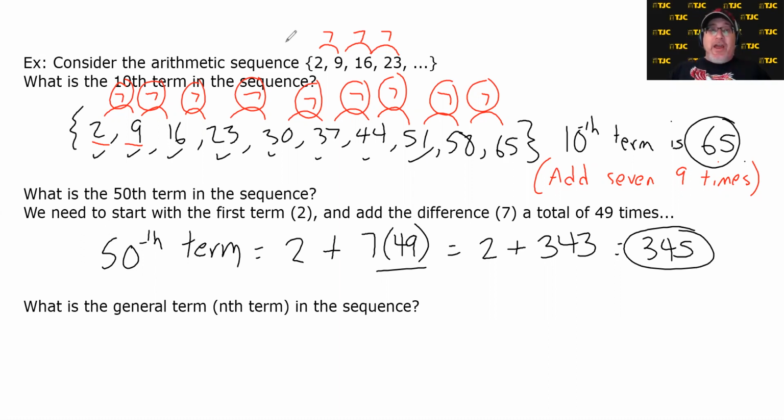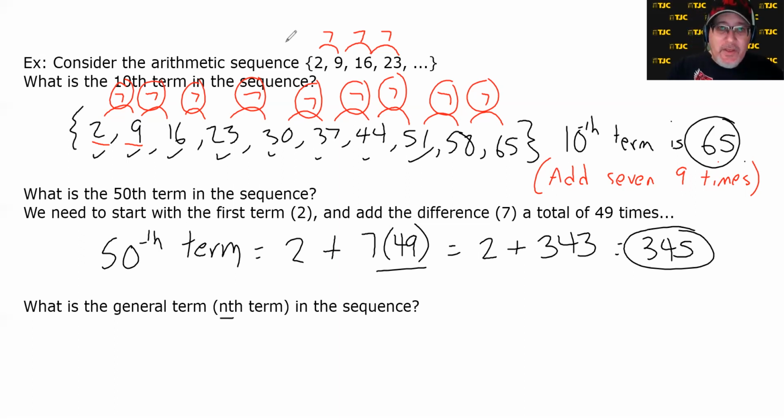In case you haven't figured it out, we're going to make this a little bit generic by trying to set up a formula for this particular case and then turn it into a formula for all cases. Recall, to get to the 10th term, we added the difference 9 times. To get to the 50th term, we added the difference 49 times. So how do we get to a general term? In other words, the nth term.